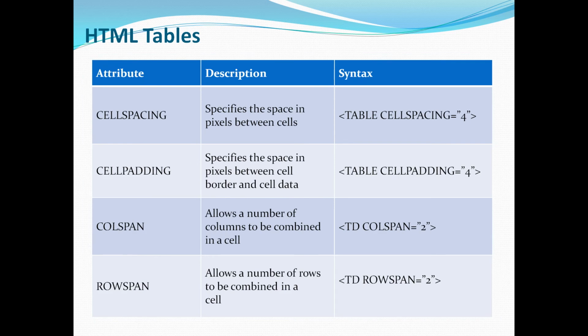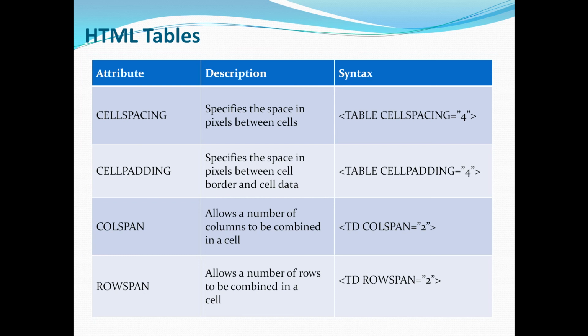The next attribute is cell spacing. It specifies the space in pixels between the cells. If you want to give space between two cells, then we use cell spacing. Cell spacing provides the space between the two cells. Table cell spacing equal to 4 means 4 pixels of space will be given. If you give cell spacing as 10, it means 10 pixels of space will be given between the two cells.